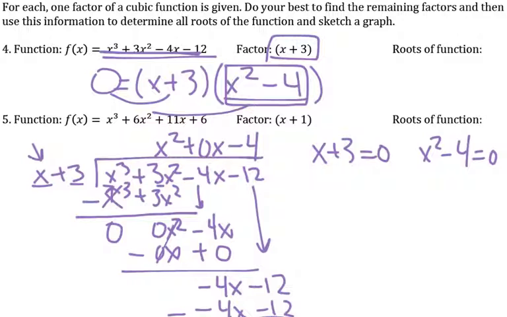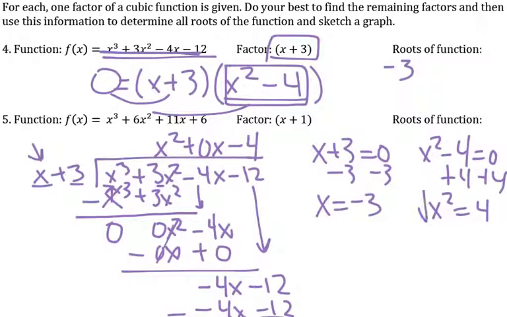Okay, but we can still use it to find our roots. So we can subtract 3 for this, so we get x equals negative 3. For this one, we would add 4. x squared equals 4. Take the square root, and we get the positive 2 and the negative 2. So we have our two other factors, positive 2, negative 2. Okay, now can we use that to draw the graph?